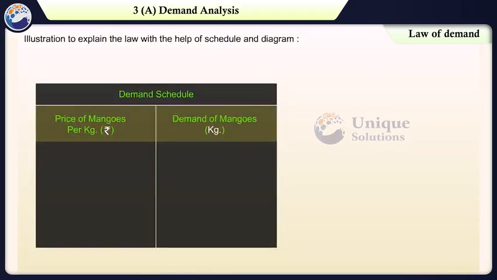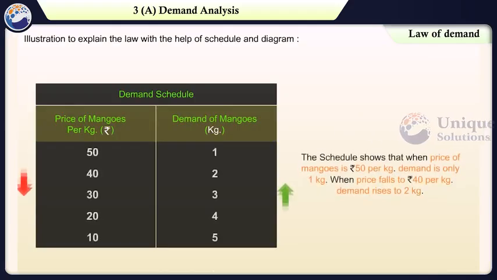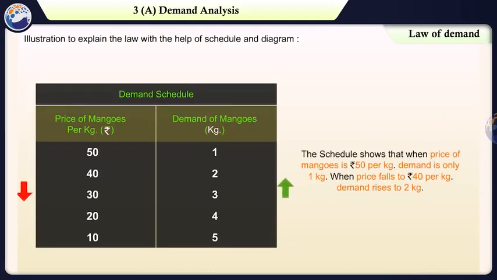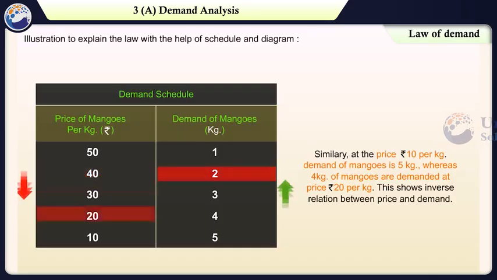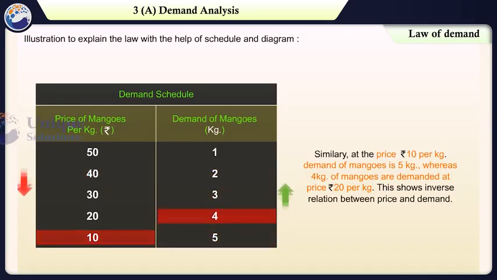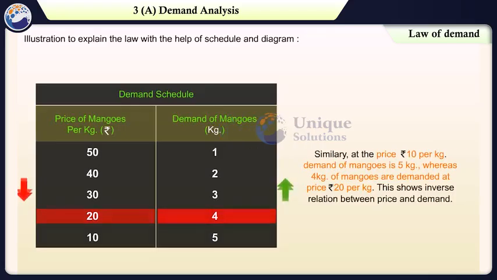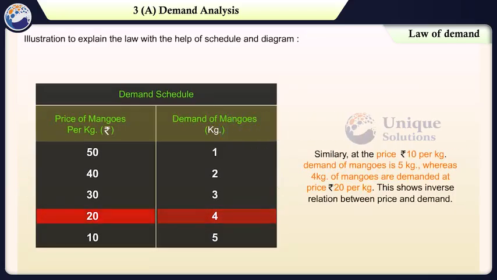Illustration to explain the law with the help of a schedule and diagram. The schedule shows that when the price of mangoes is 50 rupees per kg, demand is only 1 kilogram. When price falls to 40 rupees per kg, demand rises to 2 kilograms. Similarly, at the price of 10 rupees per kg, demand of mangoes is 5 kilograms, whereas 4 kilograms of mangoes are demanded at a price of 20 rupees per kg. This shows inverse relation between price and demand.